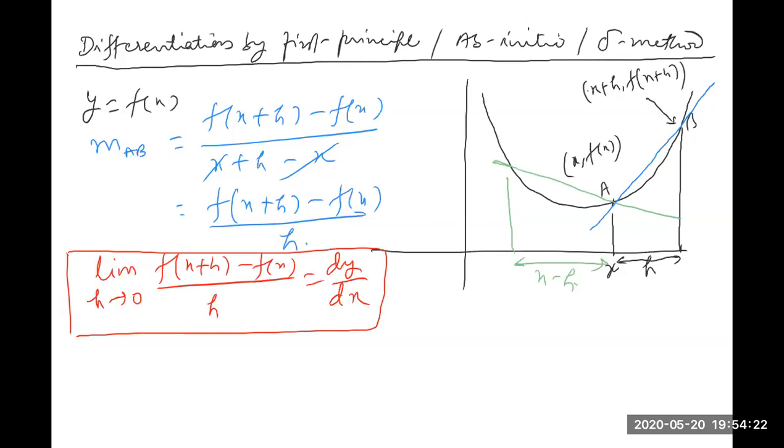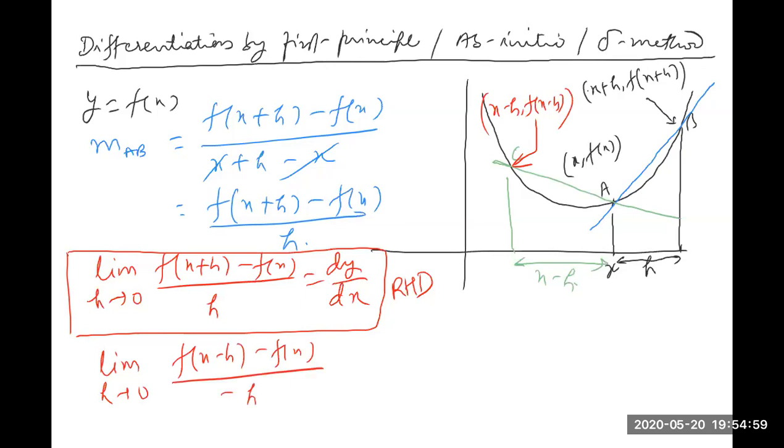See what I'm saying, this point B may not be on the right hand side, B may be on the left hand side. Suppose this is C. So at point A, I can check the right hand derivative or the left hand derivative. This quantity is basically the right hand derivative. Similarly, if I move to this point C, what will be the coordinate of C? This point C is (x - h, f(x - h)). So limit h tends to 0, (f(x - h) - f(x)) upon (-h). This quantity is called the left hand derivative.